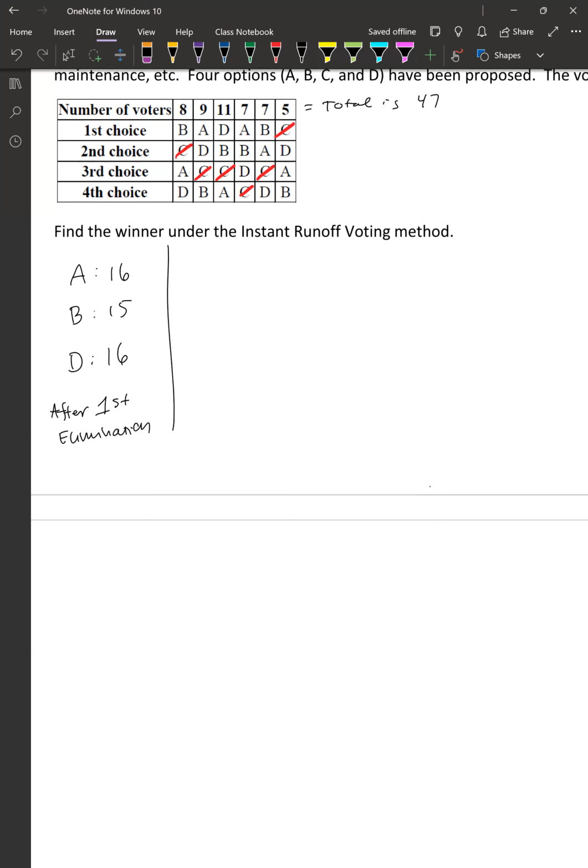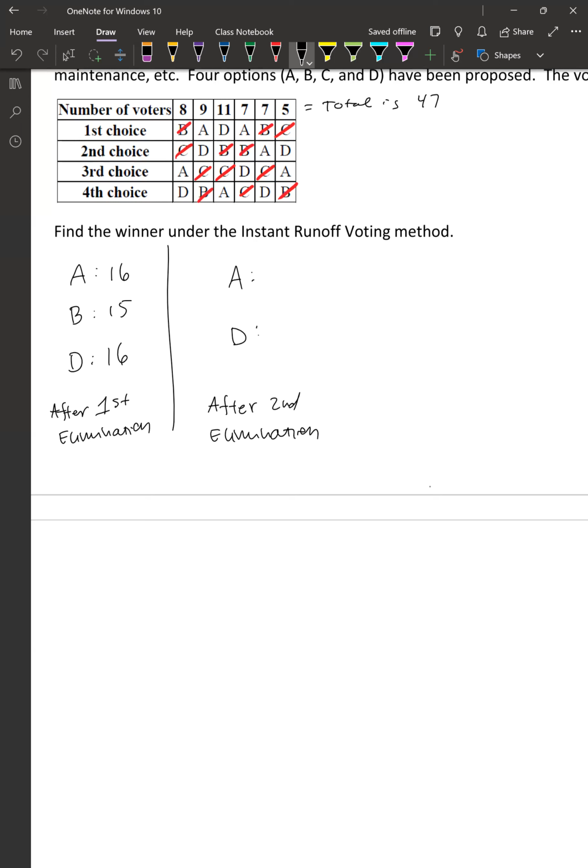B has the smallest number of first place votes after that first elimination. So let's get rid of all the B's now. Did I cross them all out? I think so. Okay. So now we're considering A and D. After the second elimination, this is what we've got.